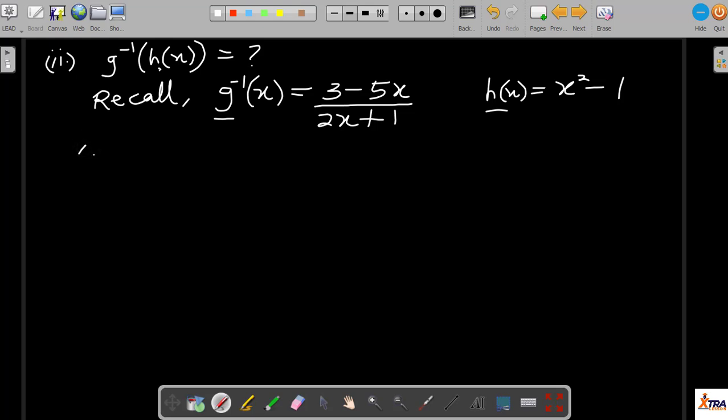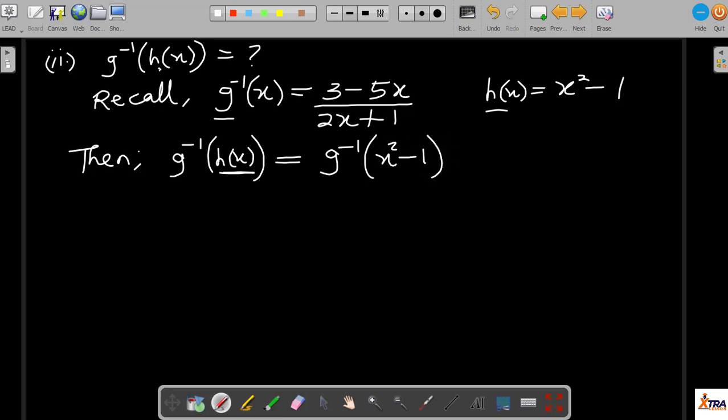So if g inverse of x is this, then I can say that g inverse of h of x will be simply g inverse of, what is our h of x? It's x squared minus 1. So since this is what we're looking for, anywhere I see x in this space, I'll be simply representing it with x squared minus 1.